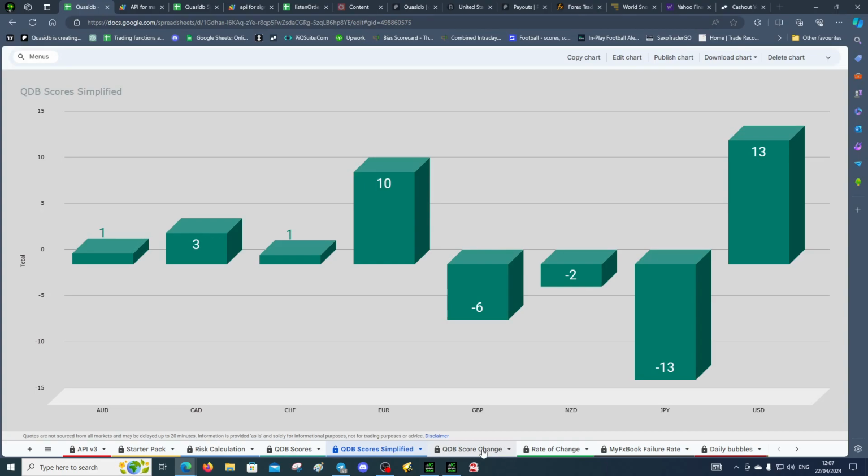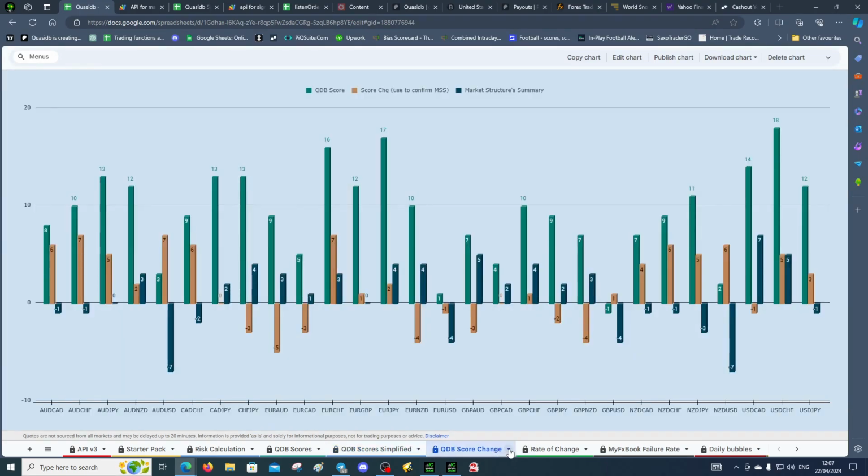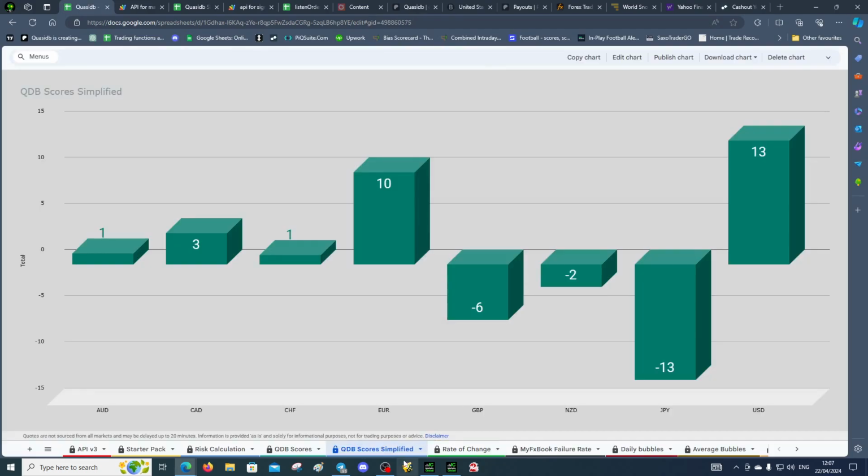So what I'll do is remove this one. It's nice, but I think it's just a bit too much information overload, and we'll go for the simpler approach there. Okay, so that's hopefully pretty useful, and we can see some dollar strength emerge, which is quite easy and evident to see if you just open your chart. So that's just a quick one there on the QDB scores.